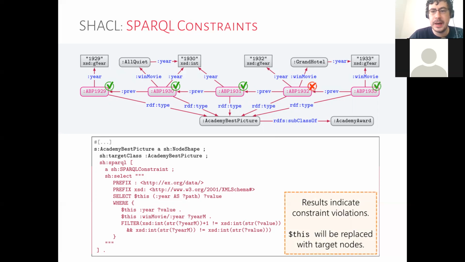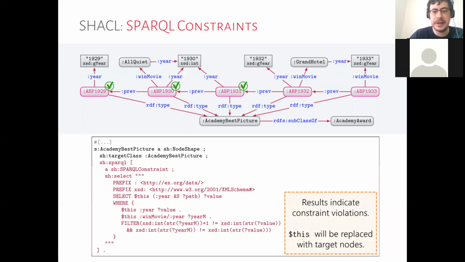So what we want is that the movie is of the same year or the year before as the award. And in this case, it's okay because we have a win movie, but we don't have a year directly on the award. So essentially the idea here is that we can write SPARQL queries as well and use SPARQL queries to apply validation and find violations of constraints.